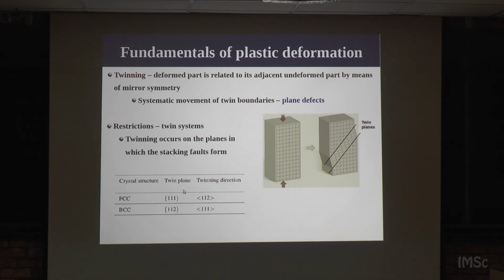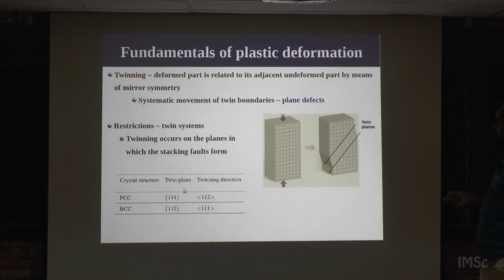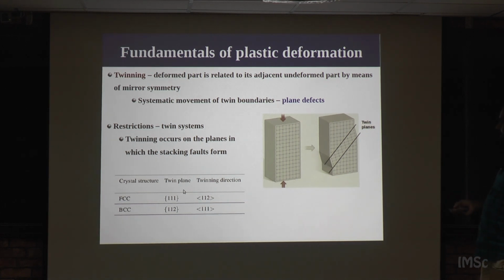Twinning occurs, like slip, by a systematic movement. Twinning occurs by a systematic movement of twin boundaries. As you can see, a twin boundary is just the interface between the undeformed and deformed part. So, it occurs by a systematic movement of these plane defects, and this also does not occur in random planes, but there are some restricted plane systems. You can see that in FCC it occurs in this plane, and in BCC it occurs in this plane in this direction.